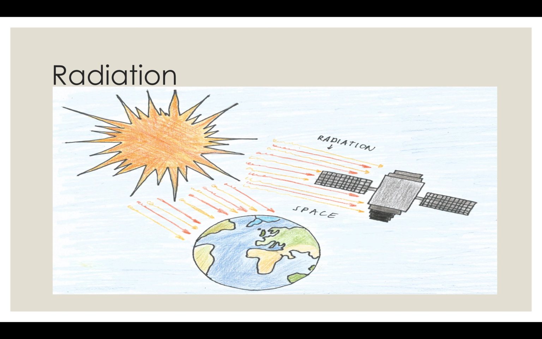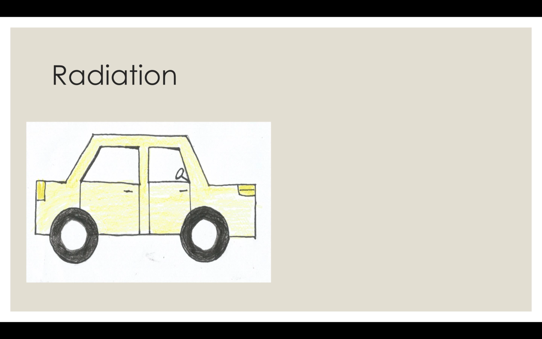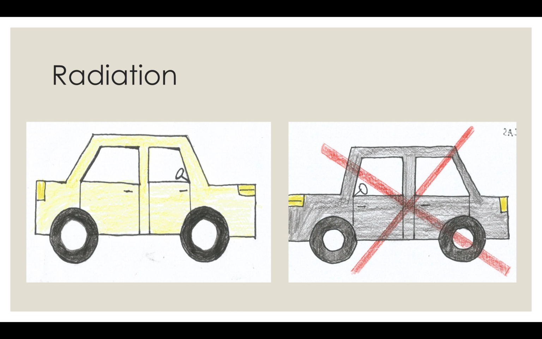Radiation is how we can feel the heat of the sun, even though it is millions of kilometers away in space. Black bodies are better radiators and absorbers of thermal energy than transparent and shiny bodies. That is why in sunny and warm countries, most of the vehicles are light colored and not black.